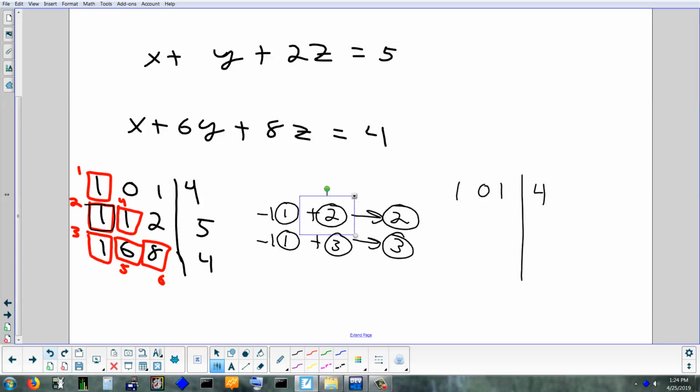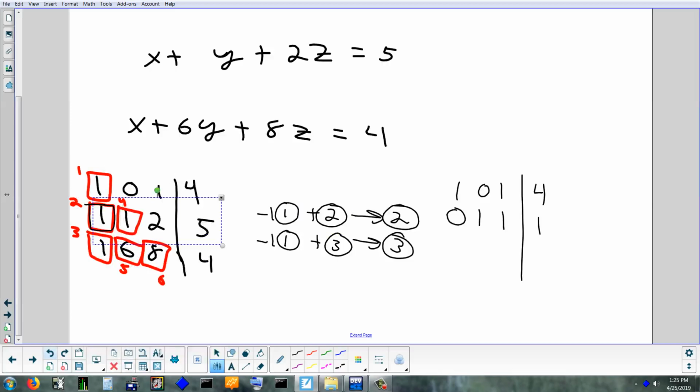What's 1 times -1? -1. Plus 1. 0. 0 times -1? 0. Plus 1. 1. Okay. 1 times -1? Plus 2. 1. 4 times -1? Plus 5. 1.